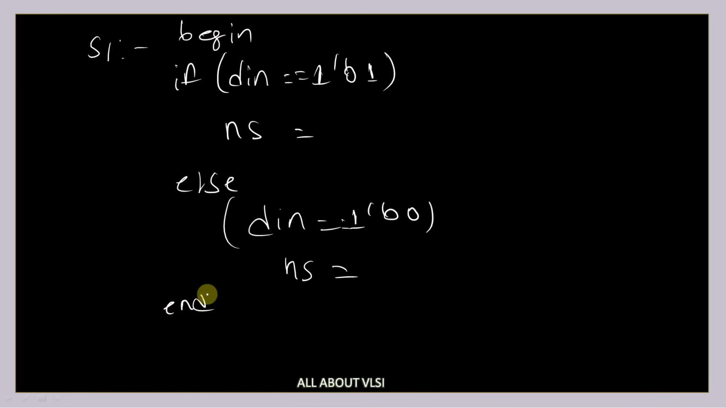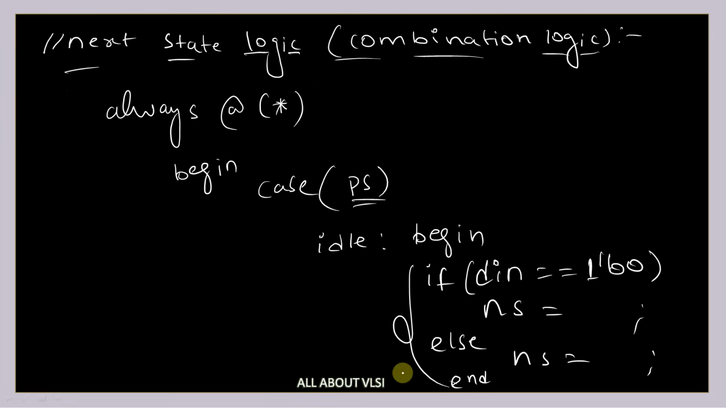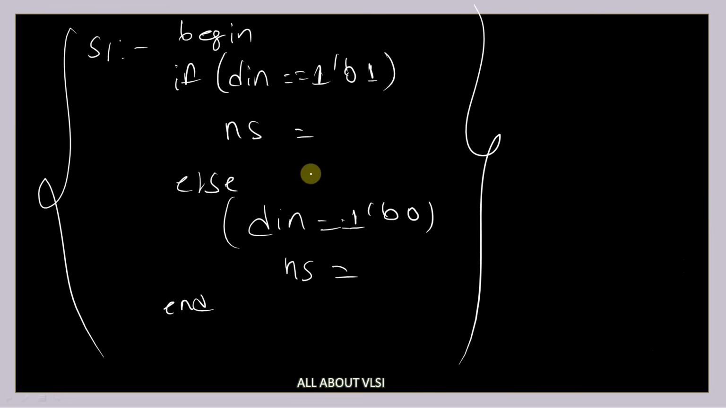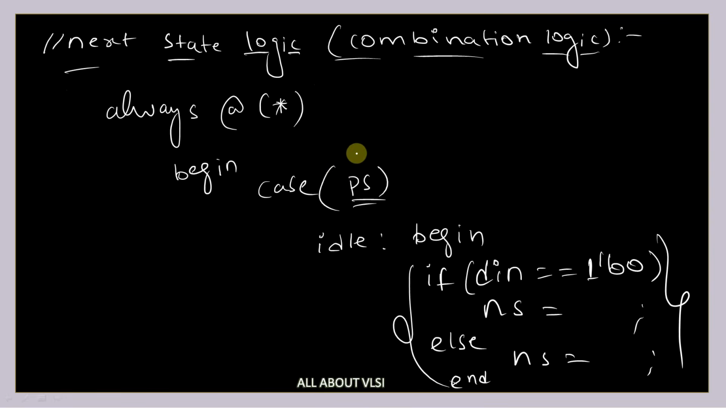So like this, for each and every state, we are going to write down each and every possibility of your input. If you are in a particular state and you apply one input, then which state should you go to? And that state updation will happen in your sequential logic.